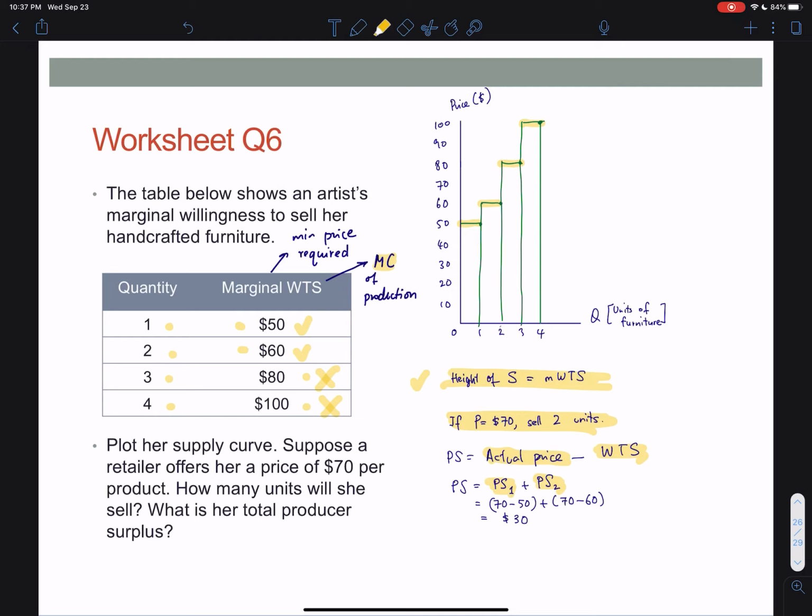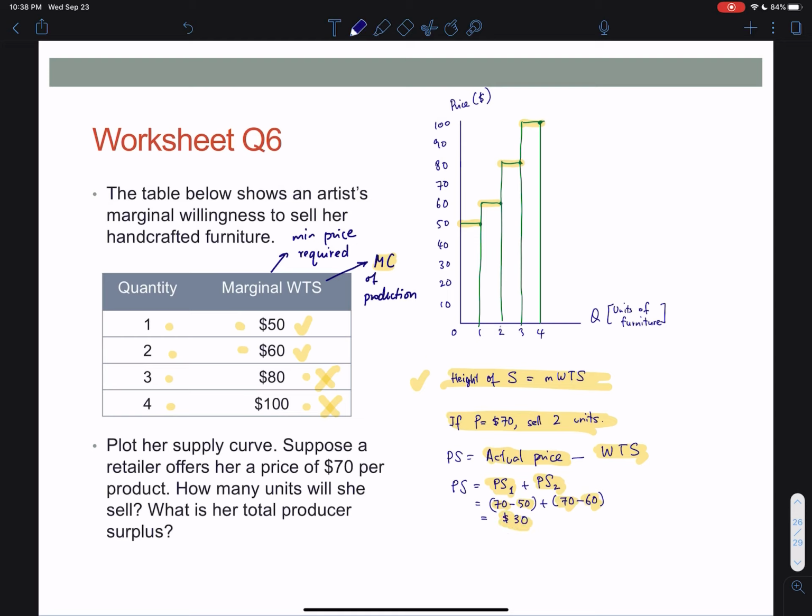For the first unit, she gets a price of 70. The willingness to sell is 50. So her surplus from the first unit is 20. For the second unit, she gets a price of 70. Her willingness to sell is 60, so she gets a producer surplus of 10. So combined, she gets a producer surplus of 30.